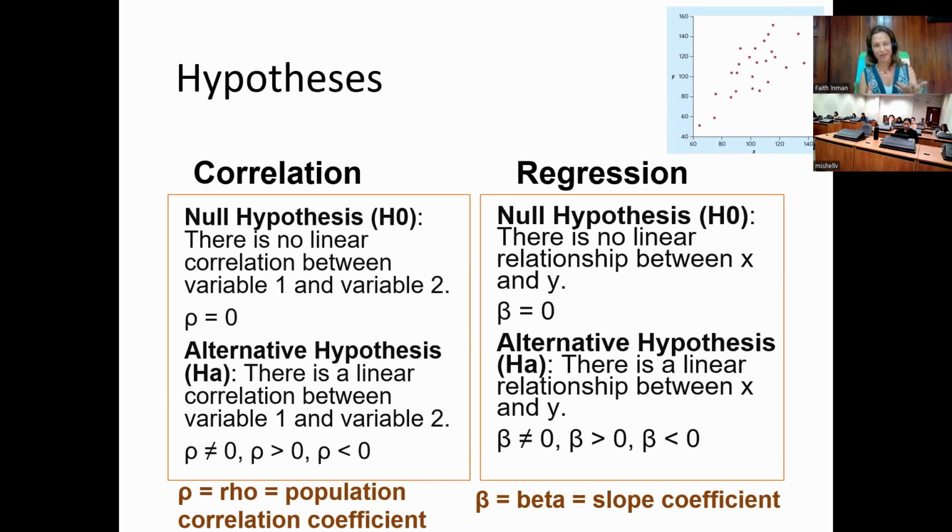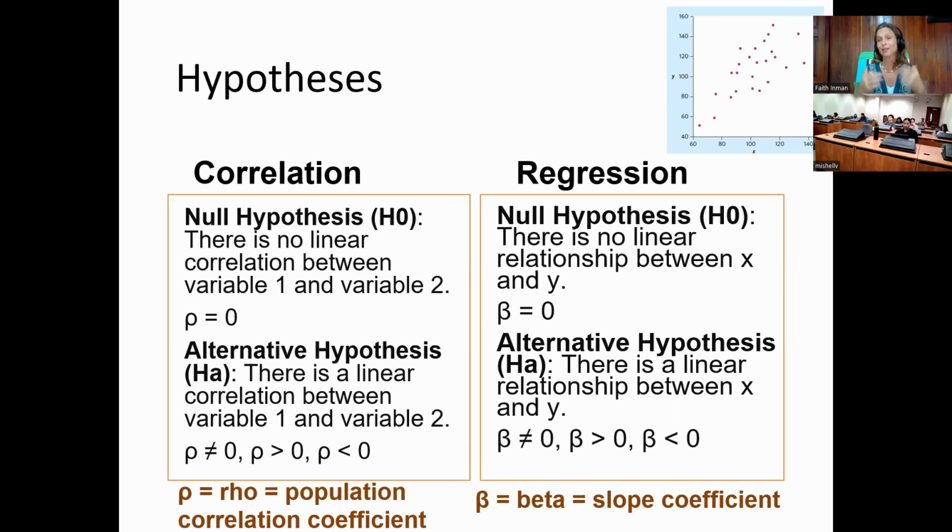Rho is the Greek symbol for the population correlation coefficient. Remember, we very rarely know anything about the population because we never have the whole population. We have a sample of the population, right? So we're testing the hypothesis within the bounds of our confidence intervals. Does rho equal 0?